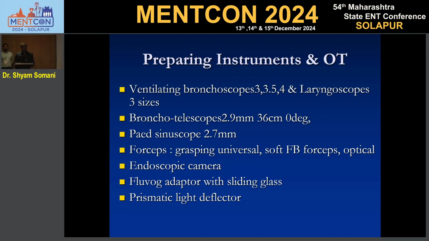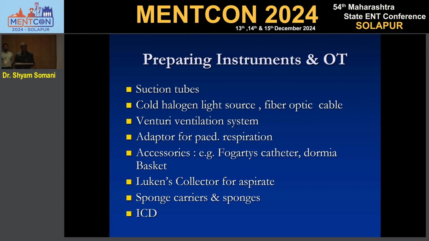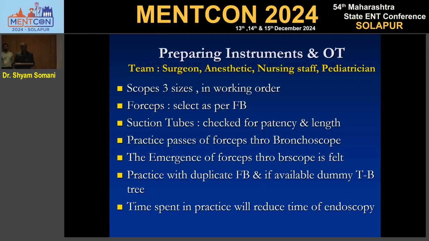Prepare the trolley, sit there, have the scope in your hand, hold it, put the forceps, see that it is coming and you are doing. Put the suction cannula, see how much length you are going to get ahead. Then keep bronchotelescopes and pediatric sinoscopes handy, and an endoscopic camera and all other things. 2 suction machines, 2 light sources, venturi system, then all other things you need to have at your disposal.